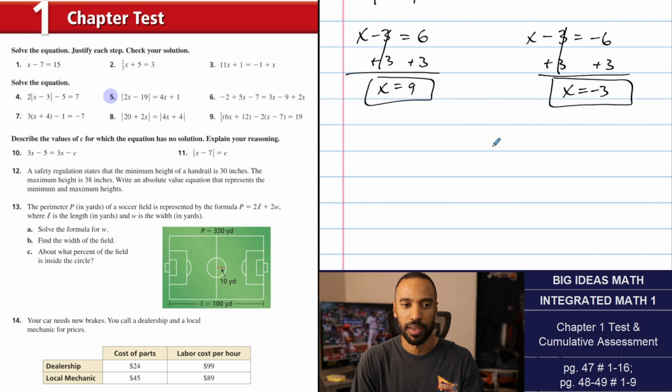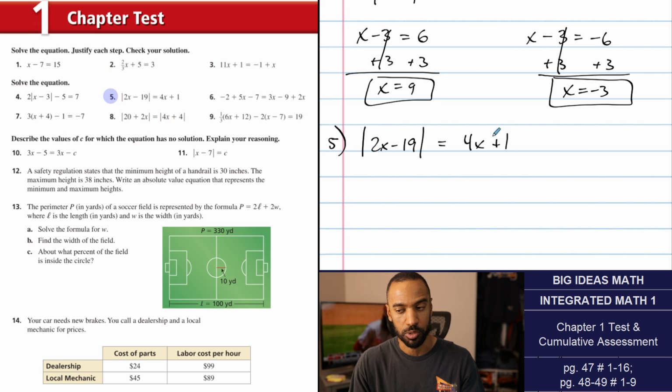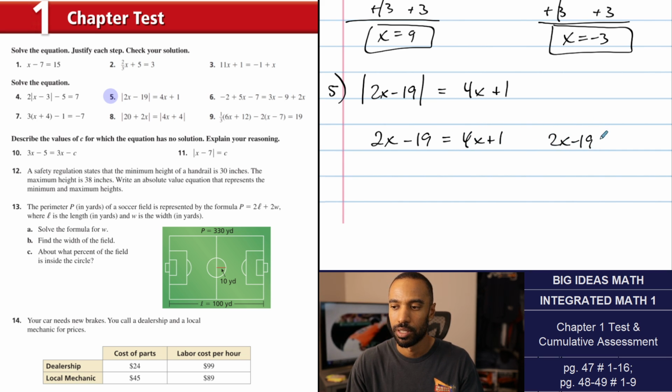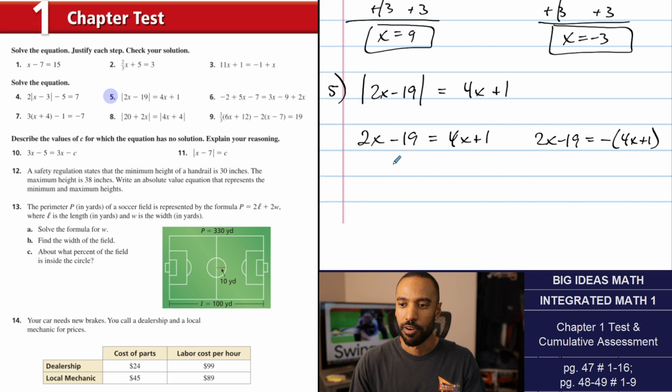Number 5, we have the absolute value of 2x minus 19 equals 4x plus 1, not wrapped in an absolute value. Now keep in mind, the absolute value is by itself, so we're in our phase of either this number, the absolute value of this number, equals the positive version of this number, or this equals the negative version of this number. It's hard to see 2x minus 19 as a single value, or 4x plus 1 for that matter, but that's exactly how we have to treat this. So, negative quantity 4x plus 1.